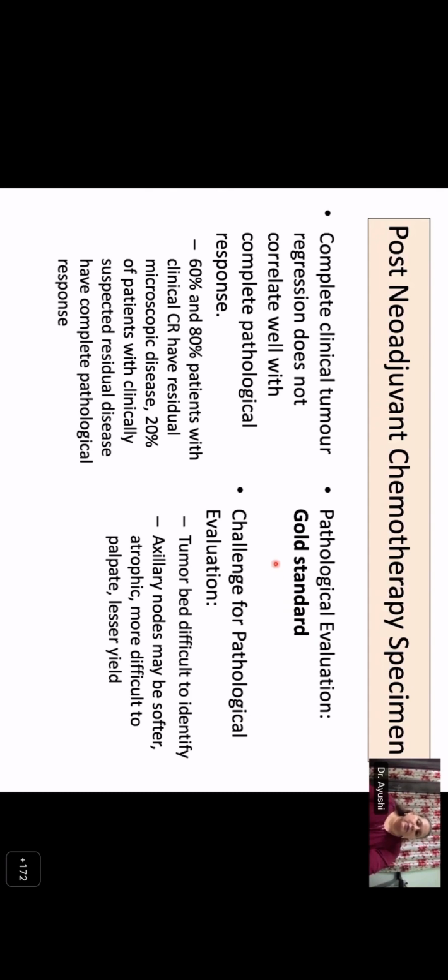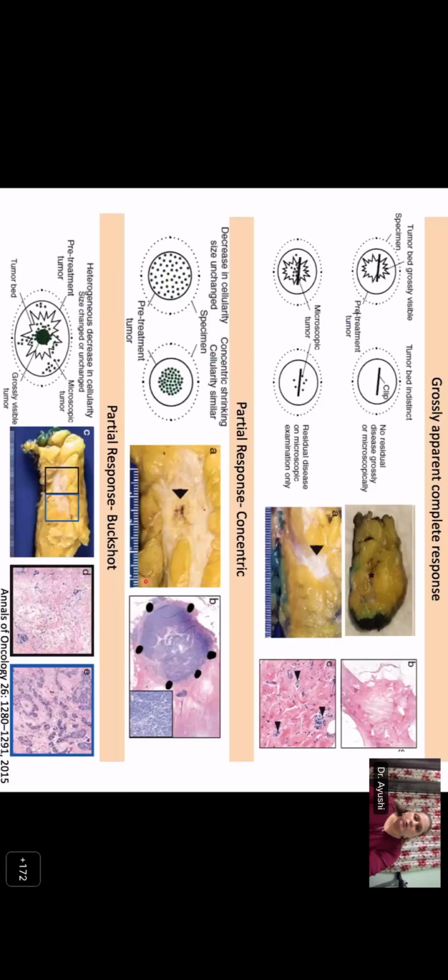However, it is very challenging for the pathologist to evaluate such a specimen, because of the effect of chemotherapy, the tumor becomes very soft, irregular, ill-defined, with presence of therapy-related changes, fibrosis, necrosis. So the tumor bed becomes difficult to identify, and similarly, the axillary nodes may also become softer, atrophic, more difficult to identify. So these are the various types of responses that we can see on the gross evaluation.